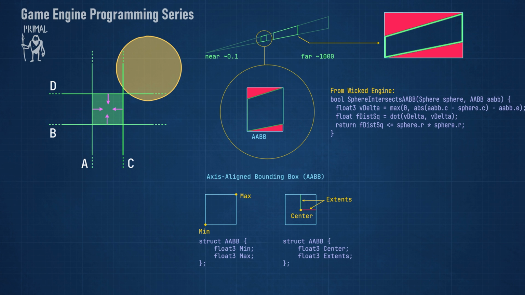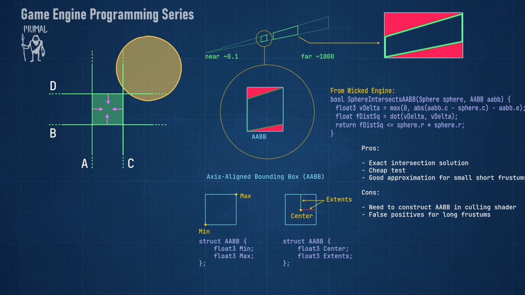To summarize the pros and cons, sphere AABB intersection yields exact results. It's computationally inexpensive and it's a good approximation for short frustums. However, as we saw in the implementation, we do need to construct a box for each subfrustum, which takes some effort, and it can result in a lot of false positives for longer frustums. All things considered, I think it's a better solution than our current implementation. So we are going to use it in our shader, right? Well, no, we won't.